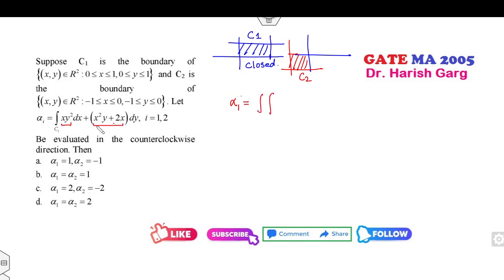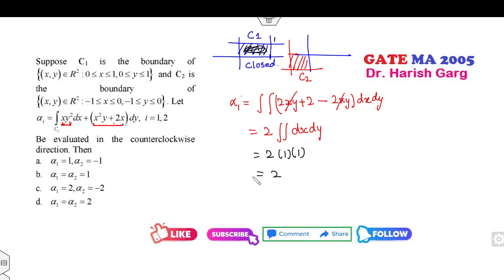Double integration of partial derivative with respect to x minus partial derivative with respect to y, 2xy dx dy. So that will be twice, outside. It is the area under the curve. So can you find the area of this region? It's a square with the region 0 to 1. So the length, so the right answer of alpha 1 is 2. A option cancel, B option cancel. Now similarly you can find the value of alpha 2. This is double integration of dx into dy. So what is the area of this region? Length.